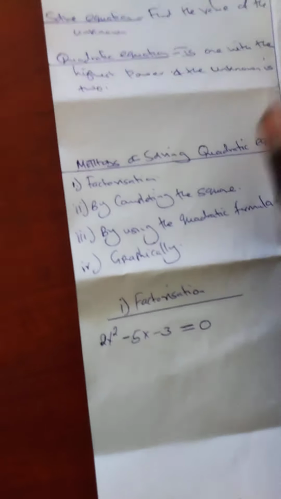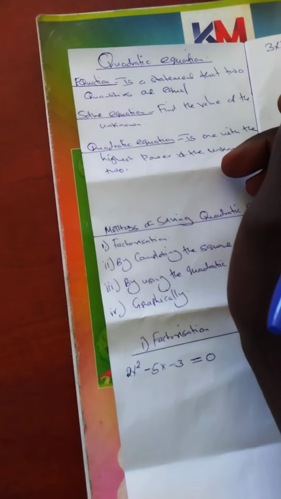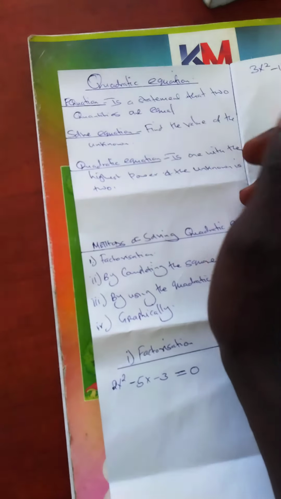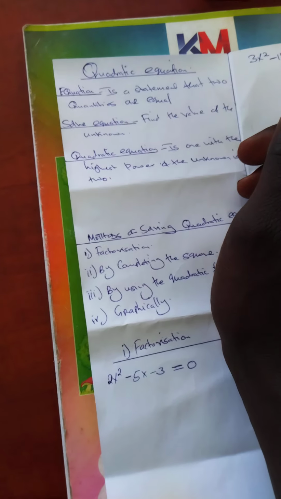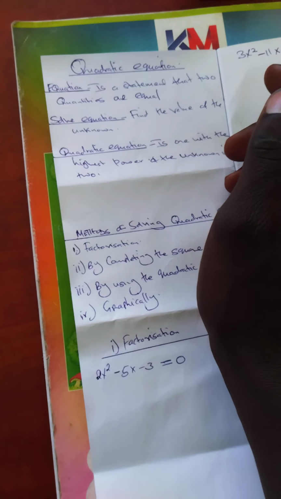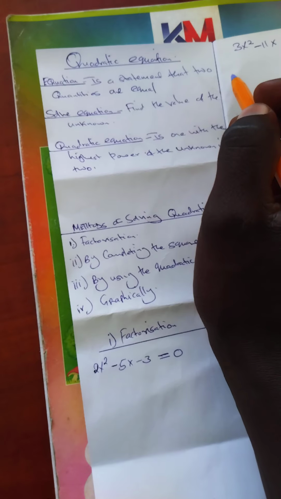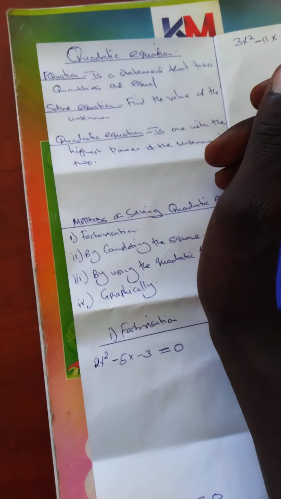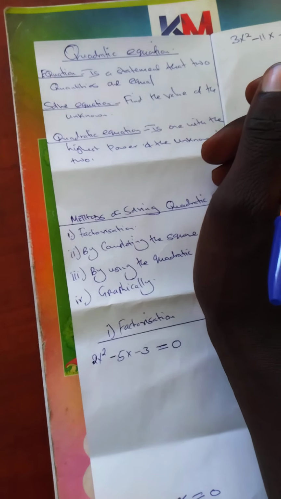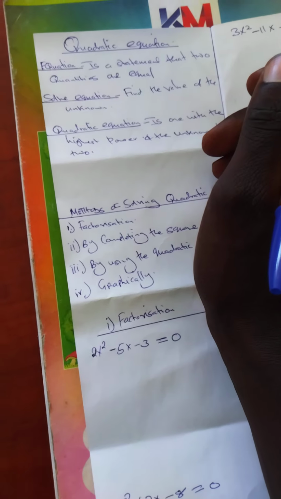Hello, today we are going to see about equations, and specifically we are going to see what we call the quadratic equation. But before then, what is an equation? An equation is a statement that two quantities are equal, and to solve the equation is to find the value of the unknown.